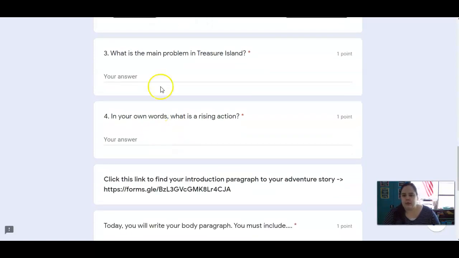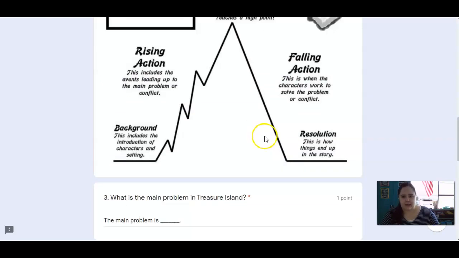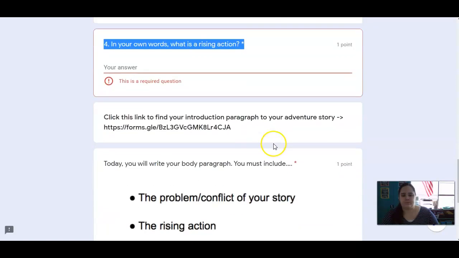So for 3 and 4, we're going to warm up with these words and tell me, what is the main problem in Treasure Island? The main problem is blank. And then in your own words, what is a rising action? The definition is here. So take this definition and put it in your own words. It's the events leading up to the main problem or conflict.